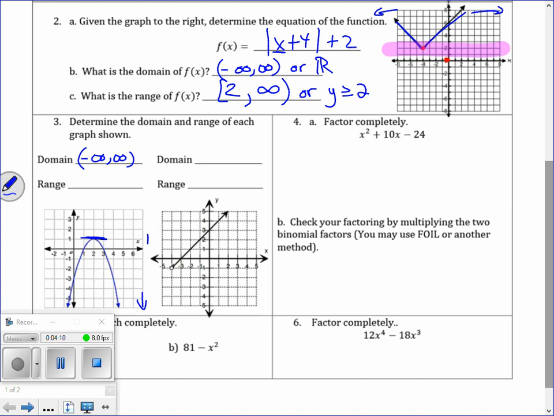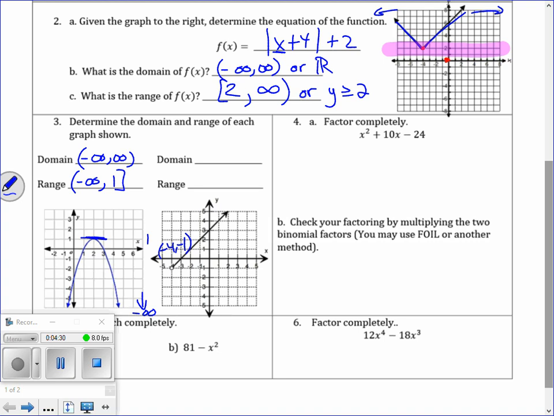So 1 is the highest this graph gets. -infinity is the lowest. So I would put -infinity to 1, bracket, parentheses. All right, on this line over here, it's a little bit contained. This point right here on the end is -4, -1. And then this graph goes on up to the right.